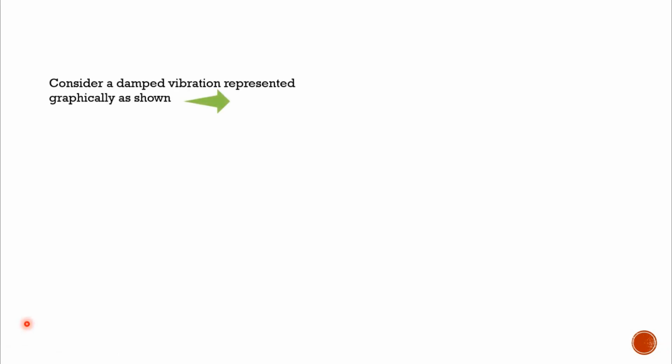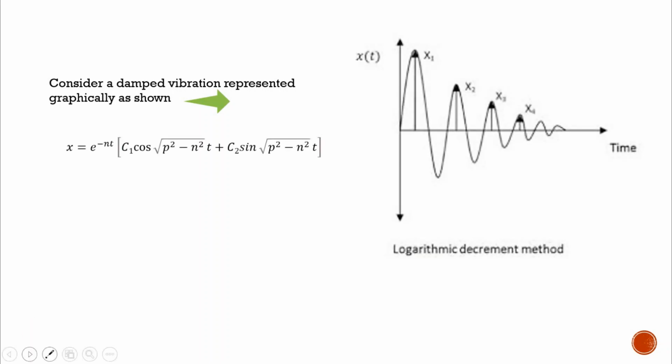So let us see how to derive the value of this logarithmic decrement. For that, let us consider a damped vibration represented graphically like this. And we know for a damped vibration, the equation for x is x equal to e raised to minus nt, c1 cos root of p square minus n square into t, plus c2 sine root of p square minus n square into t. This portion we have discussed in the last video. The equation for damped free vibration is this.